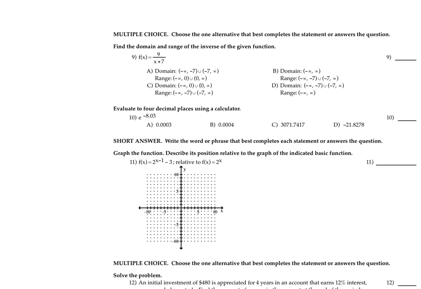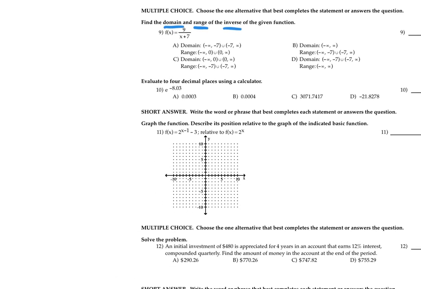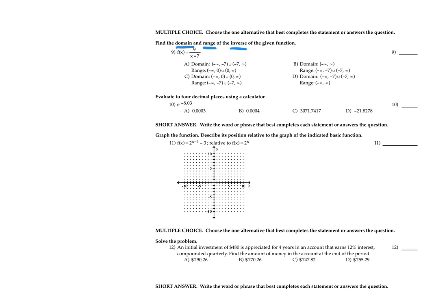All right, number 9. We're trying to find the domain and the range of the inverse. Not the original, but of the inverse, okay? So, here is the way that I would probably set this one up. And you can definitely use your calculator on this one, and I'll show you how that would make this a whole lot easier. Okay, the original function is a rational function, and we talked about those in the last chapter. You can absolutely use your calculator here.